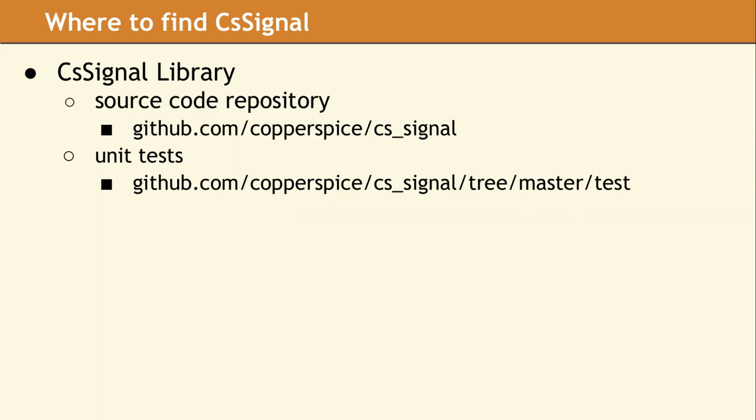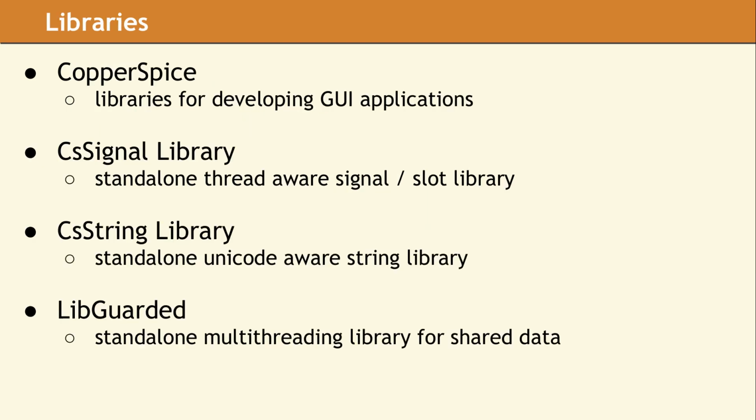The repository for the CsSignal library can be found on GitHub. You may also want to take a look at the unit tests to see some other ways of using the library. CsSignal, CsString, and libguarded are all standalone libraries you can use in any C++ application. They are also leveraged by CopperSpice.